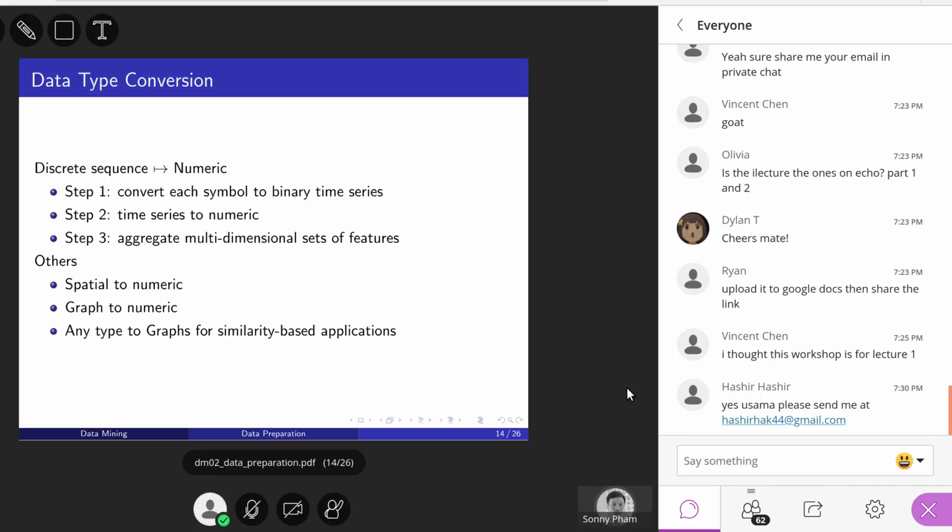All right, from discrete sequence to numeric. Similar to categorical to numeric, we have to convert each symbol to a binary time series, and because we have a number of possible values, we have to have a number of bits to represent them, and from there we can put them together to analyze. Okay, so that is the second topic.